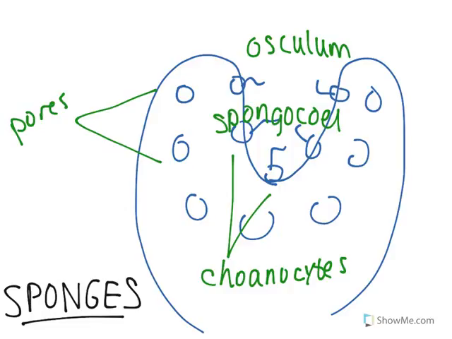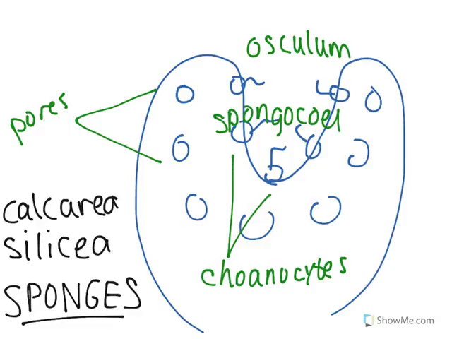I'm an undergraduate at MIT, and today we're going to be talking about sponges. Sponges are a really cool phylum of animals. They're composed of the phyla Calcarea and Silicea. These are the two phyla that contain all the sponges in the world, and there are actually 5,500 different species of sponges.